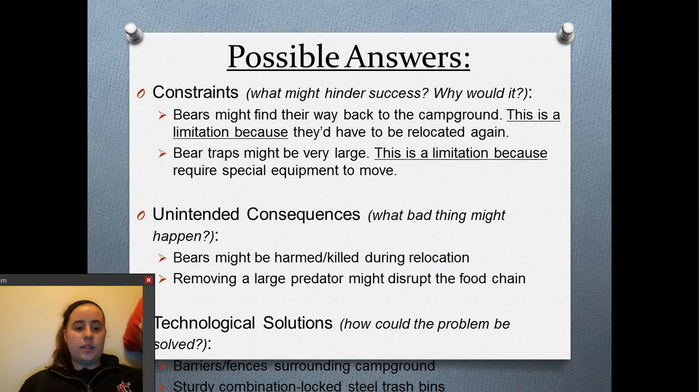Unintended consequences. Maybe the bears were harmed or killed during the relocation, or maybe moving a larger predator away might disrupt the food chain. And finally, a technological solution really is just how could this problem be solved. Barriers or fences could be put up. There could be locks put on the trash bins. You know, this is just like what's a solution, but the EOC is saying it in a really weird way.